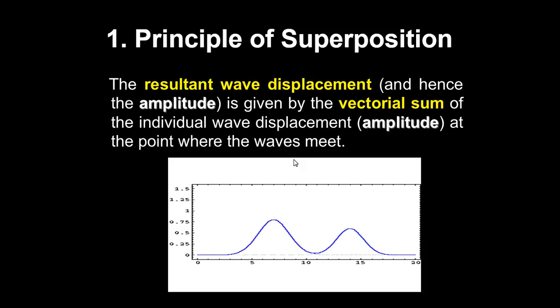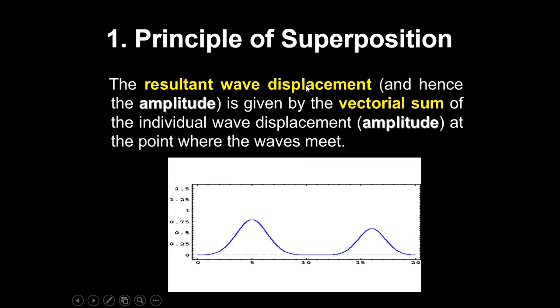To understand the superposition of waves, we need to first study the principle of superposition, which is basically a formula that teaches you how to find the resultant wave displacement. To find the resultant wave displacement, according to the principle of superposition, you just need to take the vectorial sum of the individual wave displacements.